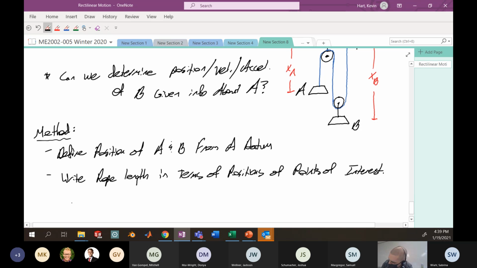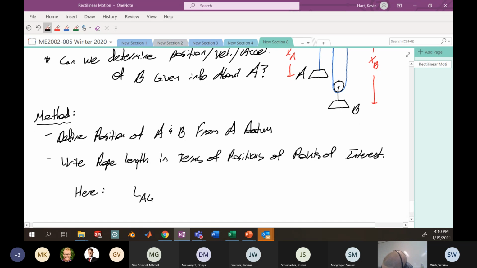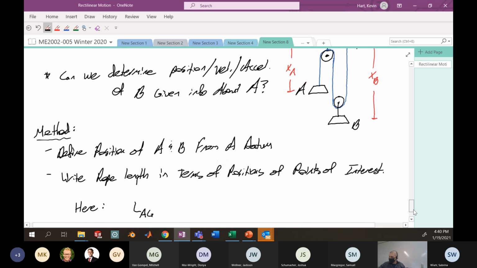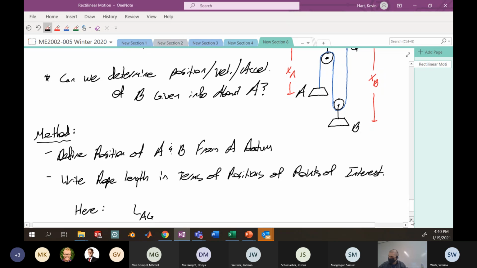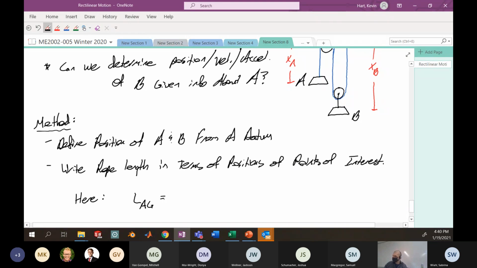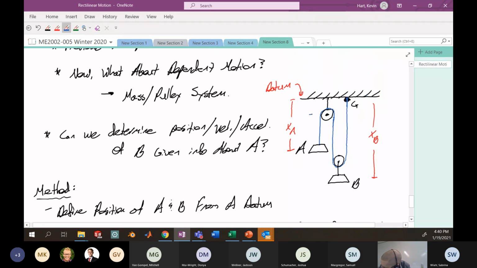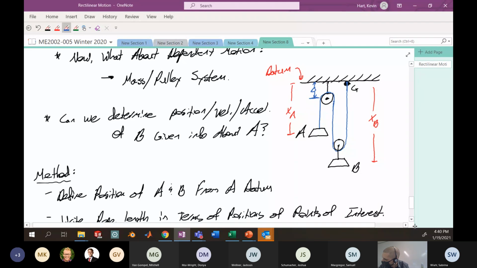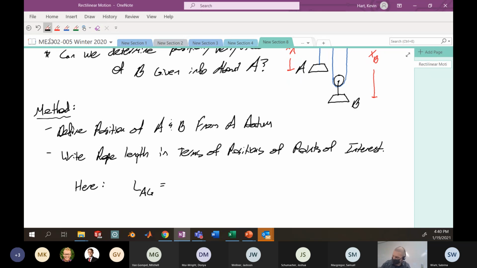In our example here, we might say that the length of rope AG, which you can see from the picture, starts at A, wraps its way around, and ends at G. I'm going to call this distance here delta, to this first pulley. It'll make sense in a second.